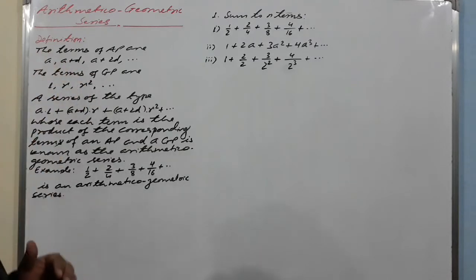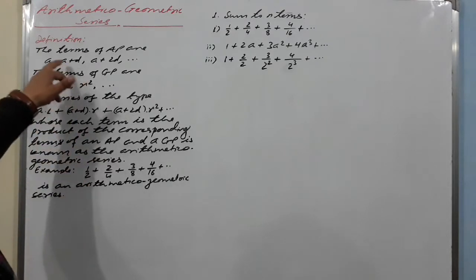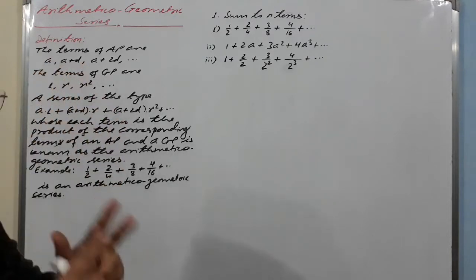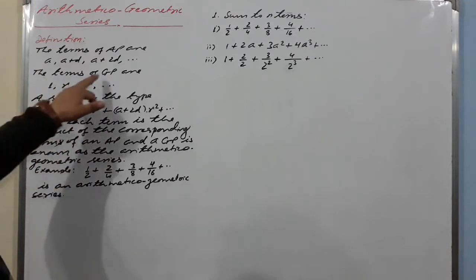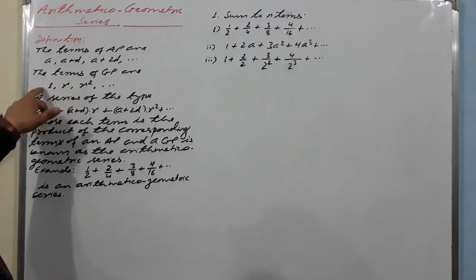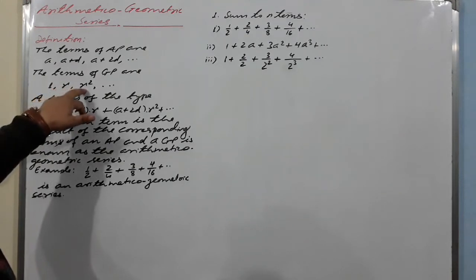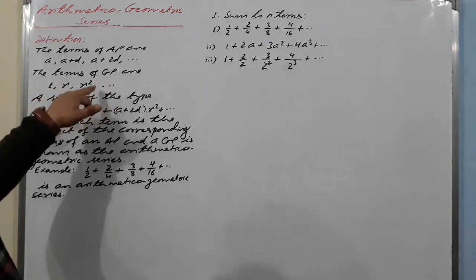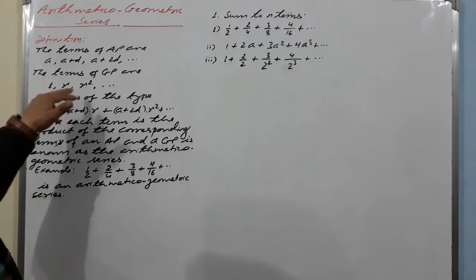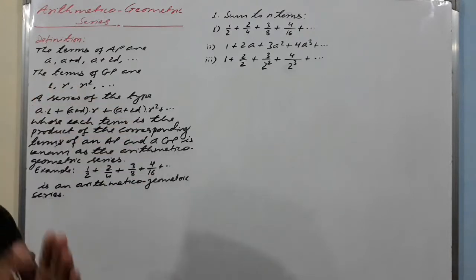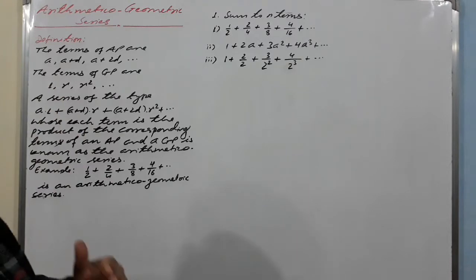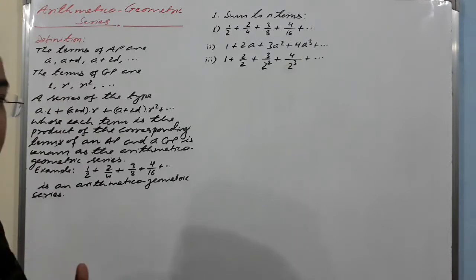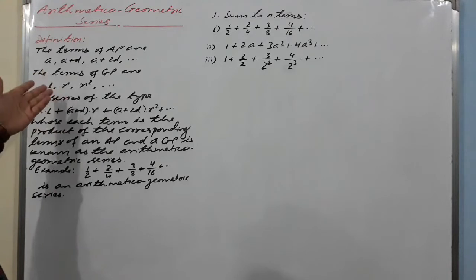How do we know this sequence is in arithmetic progression? Because here you can find the common difference between two successive terms. And second, the terms of GP are 1, r, r square, and so on. These numbers are in GP because their common ratio is the same between successive terms.